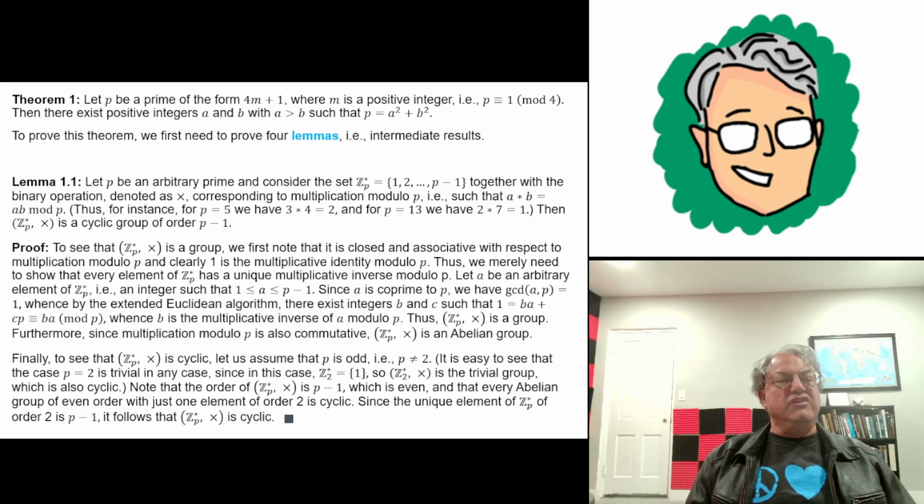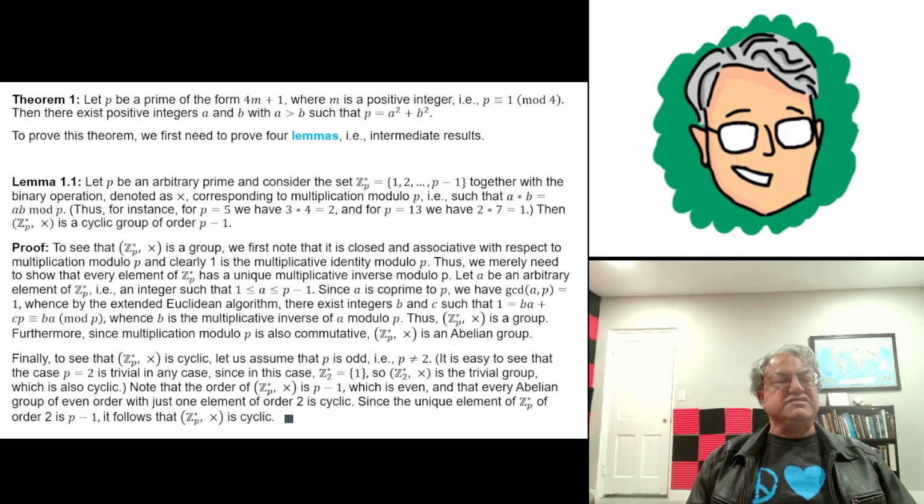The second axiom is associativity. And that follows right away from associativity of multiplication. We all know that ordinary multiplication is associative. And it's still associative if you reduce modulo p or modulo any modulus. That doesn't affect the order of the operations. So I think that's pretty clear that it's also associative.